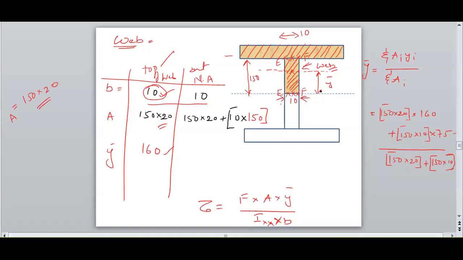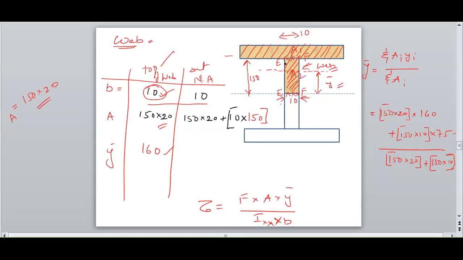I need to find out the area of the T cross section, and I need to find the Y bar of this shaded T cross section. The area: this is A1 and this is A2 again.